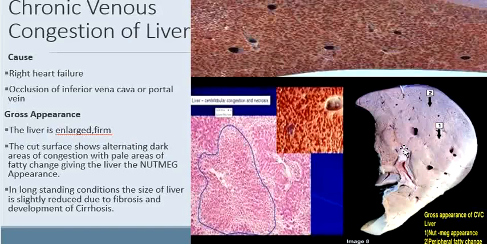The cut surface shows alternating dark areas of congestion with pale areas of fatty change, giving the liver the nutmeg appearance. In long-standing conditions, the size of the liver is slightly reduced due to fibrosis and development of cirrhosis. In cirrhosis, the fibrous scarring of the liver impairs return of blood to portal vein, thereby increasing venous pressure in portal vein tributaries and causing fluid to leak into the peritoneal cavity.